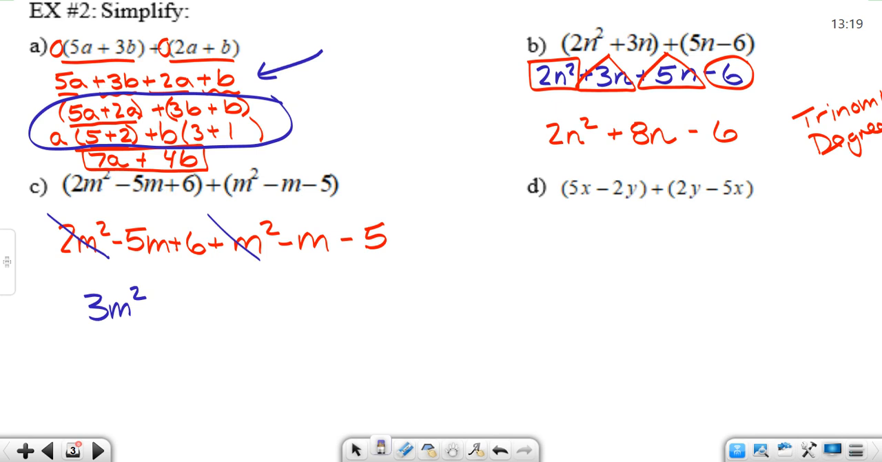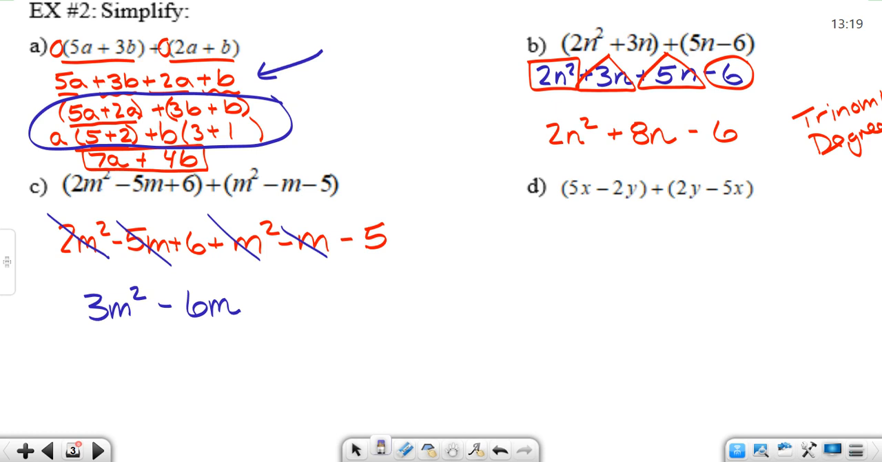Now, why am I crossing them out? Because I know I've used them. I know that I've combined them, so I'm crossing them out to tell me that when I'm done, I haven't forgotten anything. So now I'm going to jump to the next power below, which is the power of 1. So I've got a negative 5m and a negative 1m. So that's going to make a negative 6m. And again, I cross those out as I go to show that I've used those.